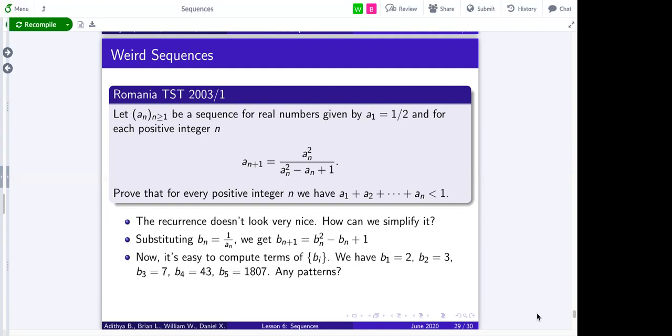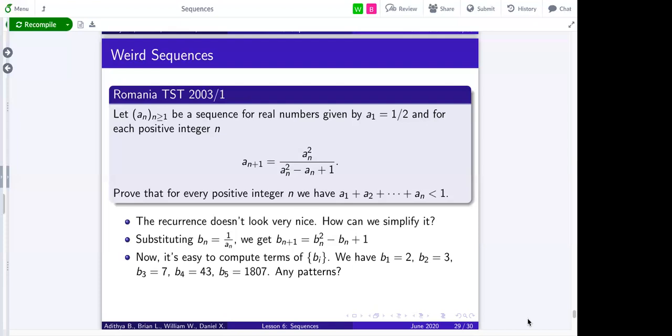Yep, as Max said in the chat, it's the product of the previous terms plus 1. So we have 3 is 2 plus 1, 7 is 2 times 3 plus 1. 43 is 2 times 3 times 7 plus 1. And 1807 is 2 times 3 times 7 times 43 plus 1.